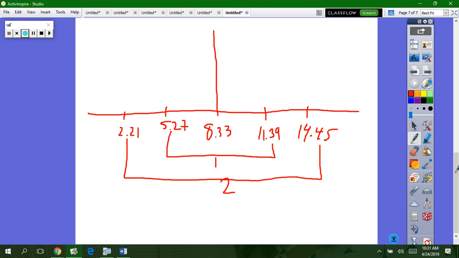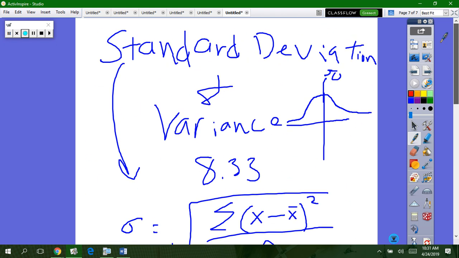Now, we talked about variance. Really, guys, I have no idea what the heck variance is. I don't know what it's used for. I don't. But all it is is your standard deviation squared.